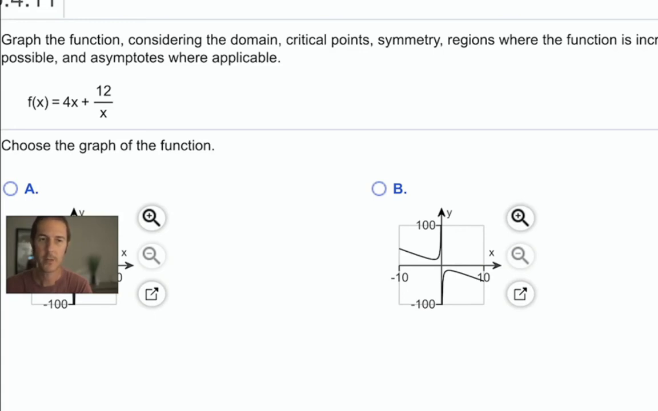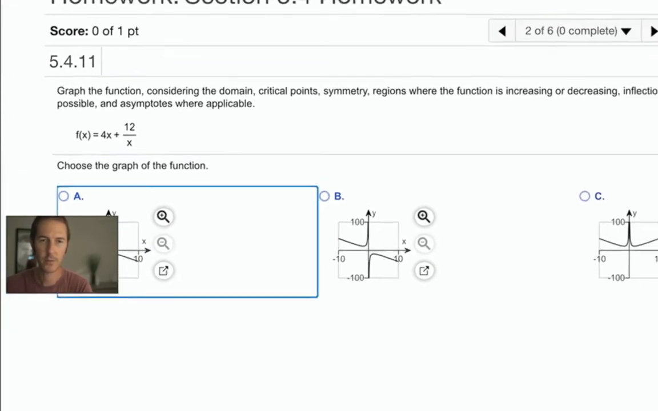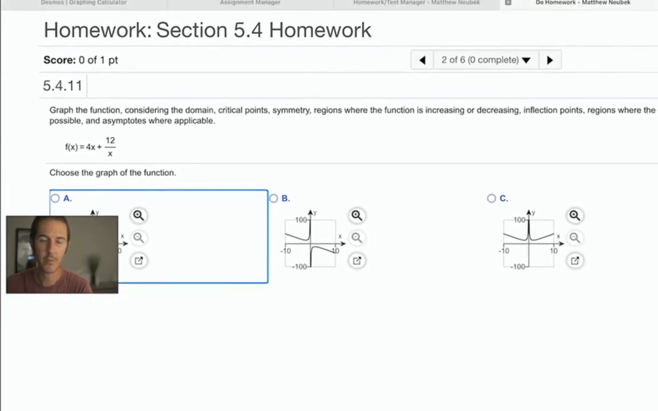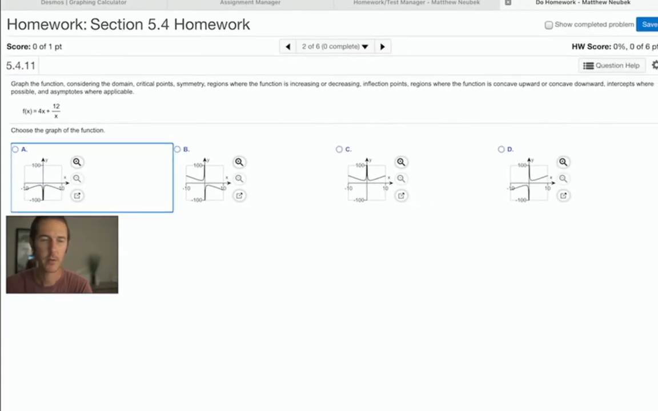That would be helpful. Definitely you can take the first derivative to see where your function is increasing and decreasing. You can take the second derivative to find the intervals on which your function is going to be concave up and concave down. So this function gives you a lot of opportunities to use the different methods that we've been studying so far in this course to help decide which one of these graphs is the graph of that function.